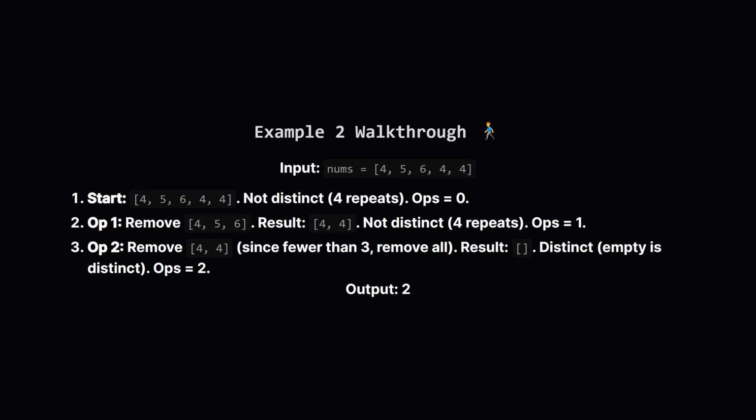4, 5, 6, 4, 4. Clearly not distinct because of the 4s. Operation 1. Remove the first 3: 4, 5, 6. We're left with 4, 4. Still not distinct, right? Both are 4s. Operation 2. We need to remove the first 3, but we only have 2 elements left. The rule says if we have fewer than 3, we just remove all of them. So, we remove 4, 4, and we're left with an empty list. Is an empty list distinct? Yes, the problem says it is. So we stopped after 2 operations.